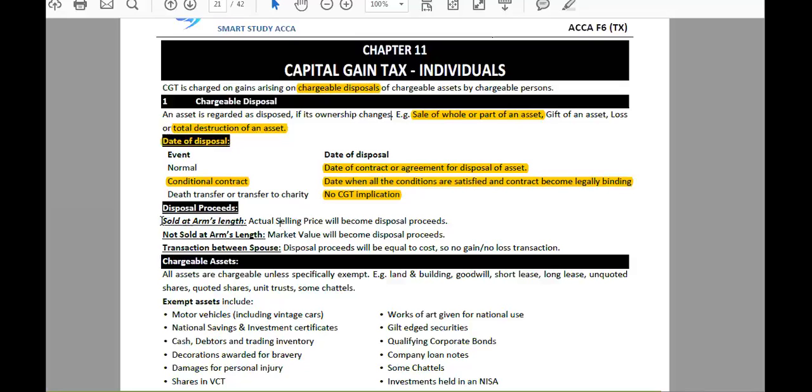First of all, if we have sold an asset at market value, at arm's length, and arm's length means market value, then obviously the actual selling price will become the disposal proceeds. No issue at all. The selling price received will be the disposal proceeds.